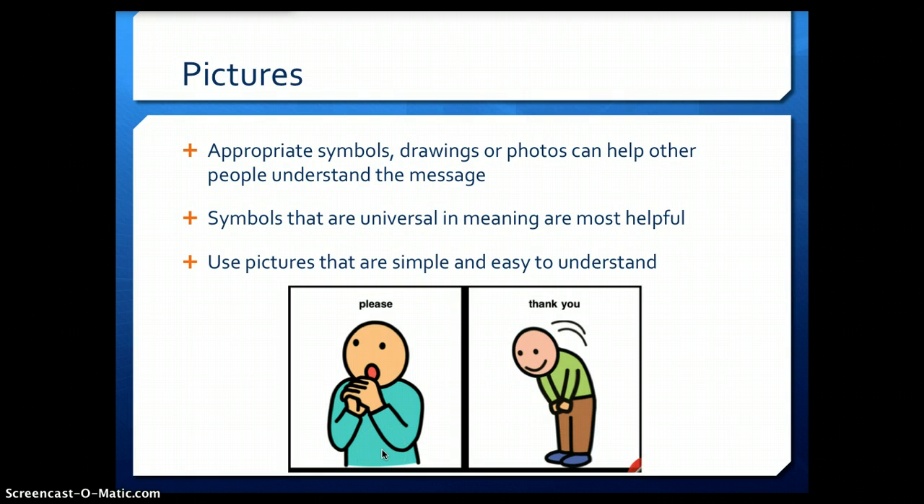It's also a good idea to put a picture on the card as well. That helps the person that's looking at the card to get the idea of what is going on really quickly. Symbols or drawings or photos can help identify what the message is a lot quicker for the person that's looking at them. Universal symbols are really helpful as well. It's important to use pictures that are simple and easy to understand. Again, you don't want the person to have to come over and hold the card and try and work out what's going on.